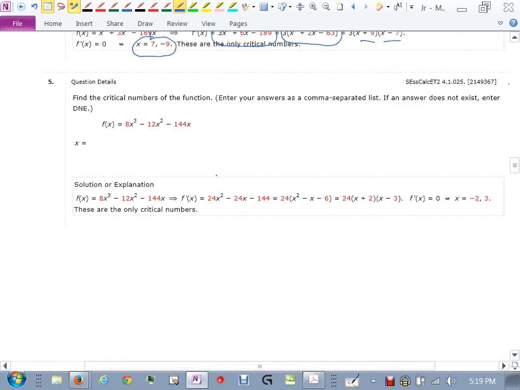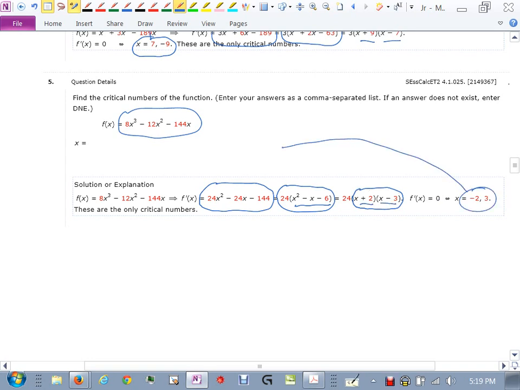Okay, this problem is pretty much the same. We take our function, we take its derivative, which is here, factor out a 24, take these three terms, factor them into these two factors, set each of those equal to 0, and we get these two. Again, making sure that they are in the domain. Well, this is a polynomial, so those numbers will work.